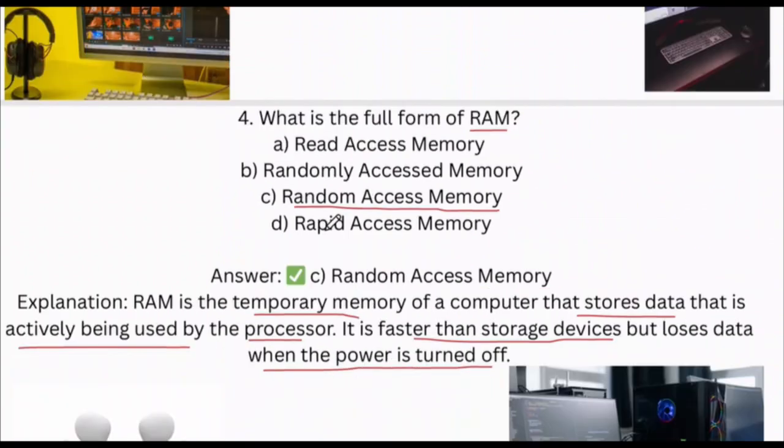Fourth question, what is the full form of RAM? Read access memory, randomly accessed memory, random access memory, rapid access memory. It is random access memory. Full form of RAM, random access memory. RAM is a temporary memory of a computer that stores data that is actively being used by the processor. It is faster than storage devices but loses data when the power is turned off.